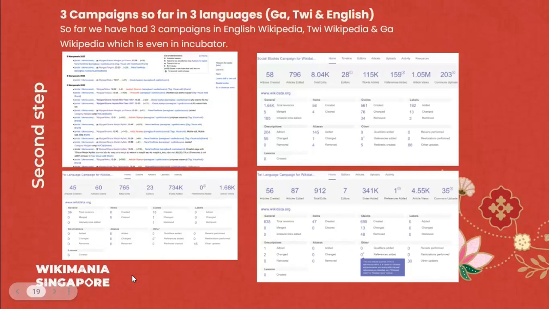Essentially, we've run campaigns in the three languages, but with regards to the three Wikipedias, due to the nature of the translations they were supposed to work on, they've done three in-person events so far. We've had one English event on social studies, and one translation event for the Ga Wikipedia in incubator, where we were also able to do a number of edits. So far, we've done campaigns on all the language Wikipedias and all the subjects. Now we are moving on to the next phase of the project, where we wrap up with the Twi, the English, and then the Ga within this month.